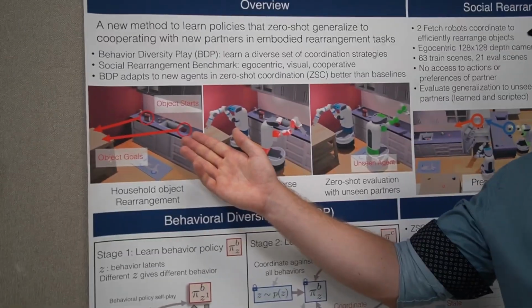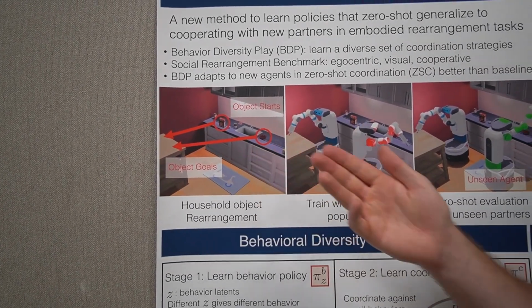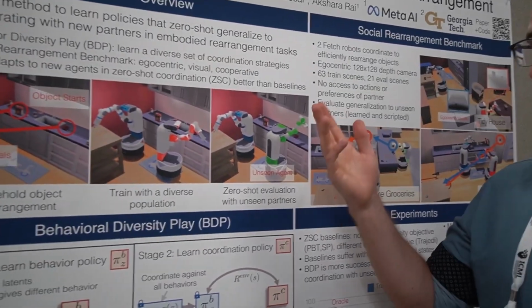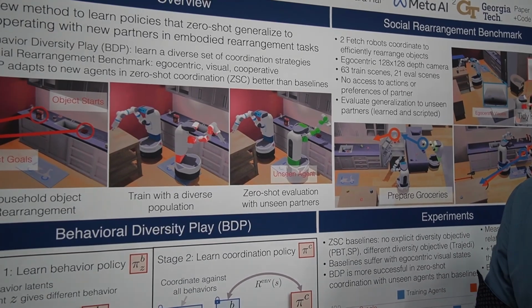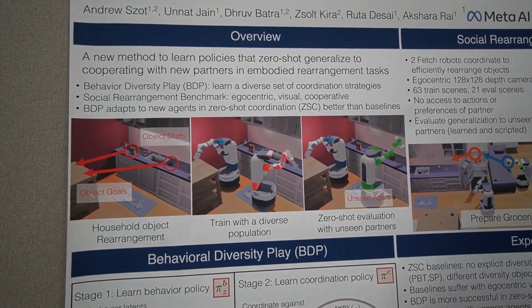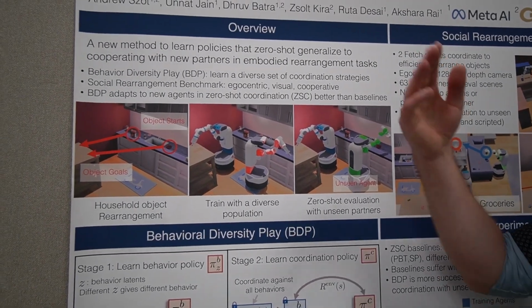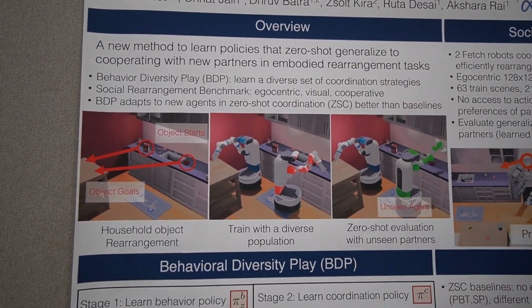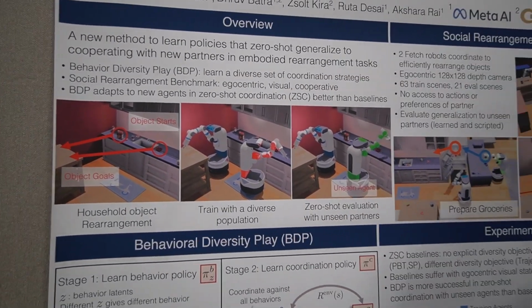We study this problem in the context of object rearrangement, where robots need to rearrange objects from a start to a goal position. The key aspects of our work are that we introduce a new method to solve this problem called behavioral diversity play. We also introduce a new benchmark called the social rearrangement benchmark for studying this problem, which features egocentric visual observations, and it's a cooperative task where robots need to rearrange objects as efficiently as possible.